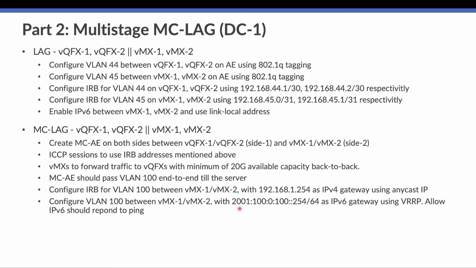Configure VLAN 100 between MX1 and MX2, which we already should have configured in the previous step, with IP version 6, this IP version 6 address using VRRP, and allow IP version 6 to respond to ping. So in VLAN 100 and under IRB 100, we will configure both IP version 4 as a gateway for the servers and IP version 6 as a gateway for the servers. For IP version 4, we'll use Anycast. For IP version 6, we'll use VRRP.